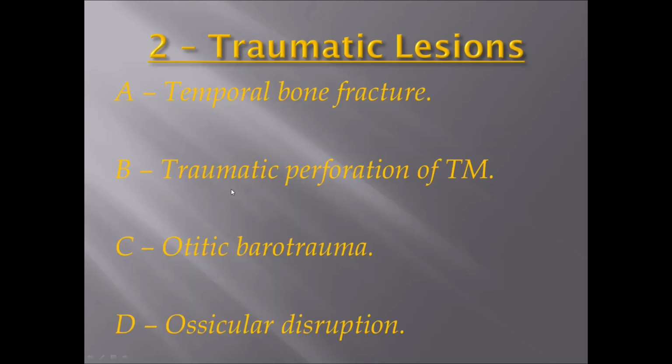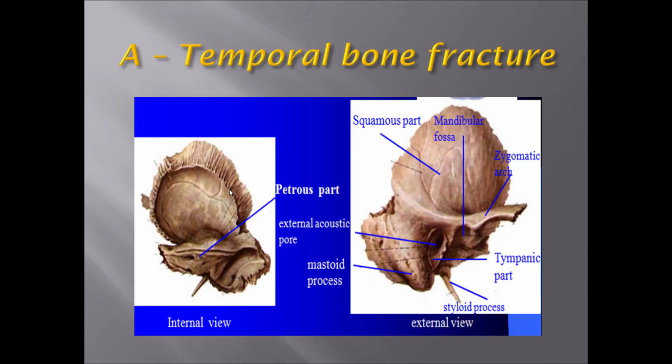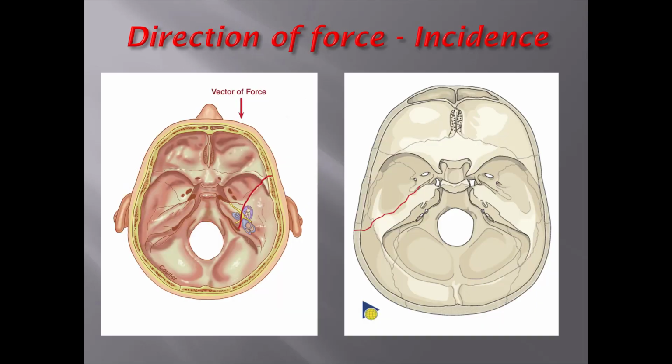As regards traumatic lesions of the middle ear, they are temporal bone fracture, traumatic perforation of the tympanic membrane, otitic barotrauma, and ossicular disruption. First, as regards temporal bone fracture, these figures are showing us the 5 parts of the temporal bone. There are 2 types of temporal bone fractures according to the direction of the trauma.